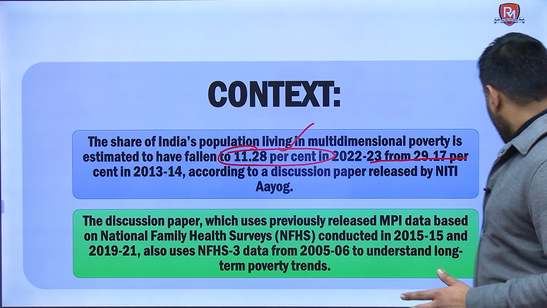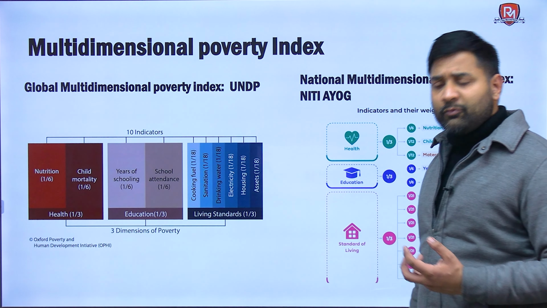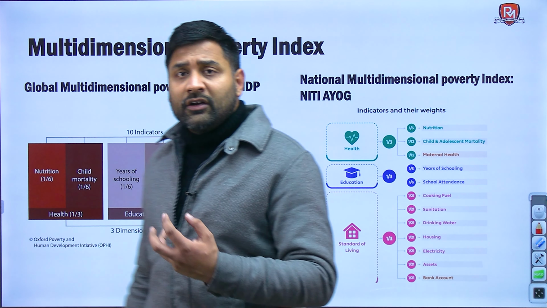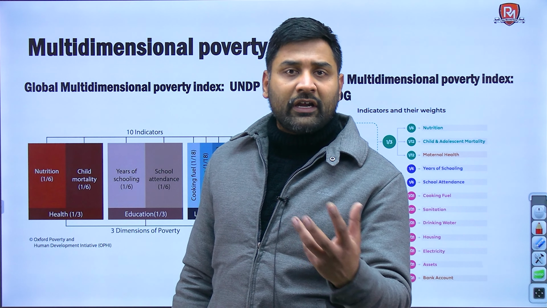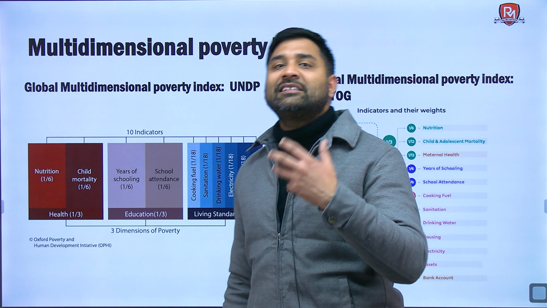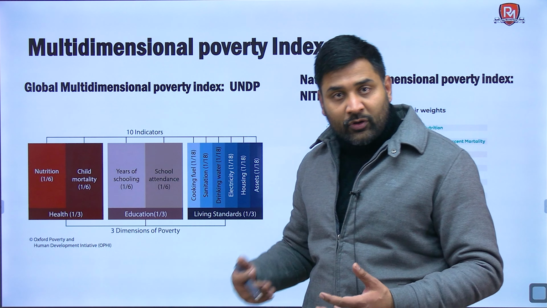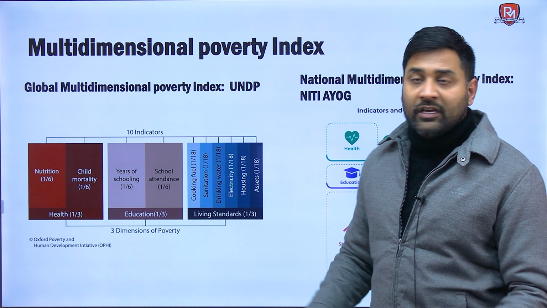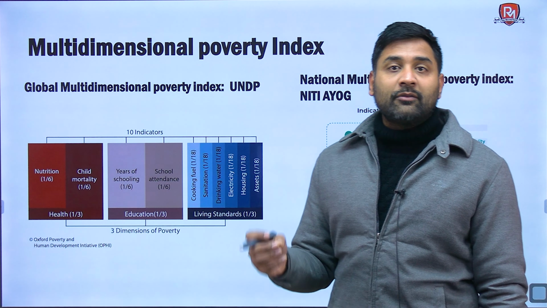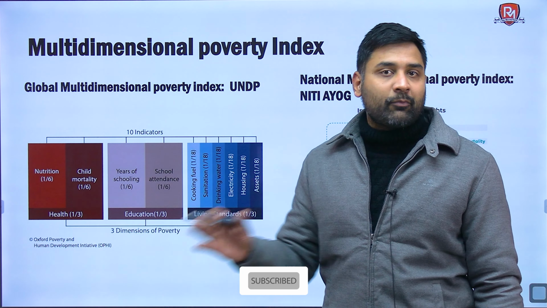Now, first of all, what is this multidimensional poverty? What is the meaning of multidimensional poverty, and who publishes this multidimensional poverty index? Because for UPSC or for any state services, you need to be aware of who is going to produce or calculate this index. The global multidimensional poverty index is calculated by UNDP, the United Nations Development Program.